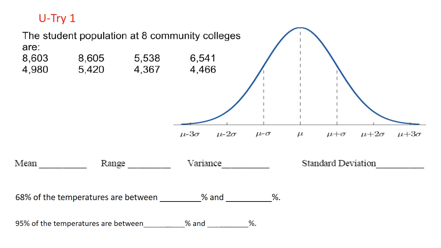Here's your first you-try. Go ahead and put your data in your calculator, stat edit, do one variable statistics, get your mean, standard deviation, find your range, and square the standard deviation to find the variance. That's standard deviation squared is equal to variance. Then calculate the values. That would be 68% and 95%. Ignore these percentages in here.